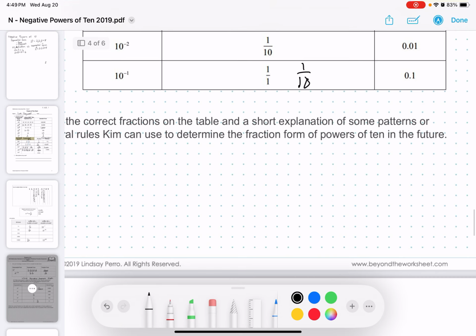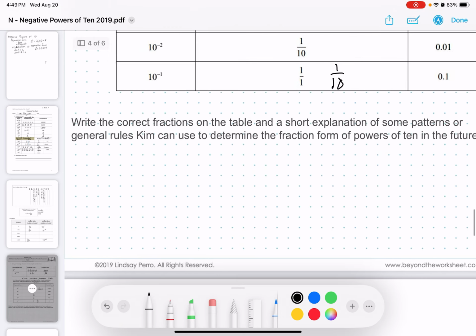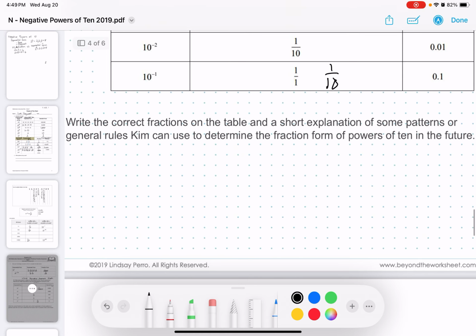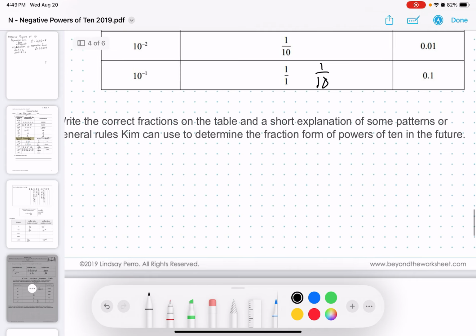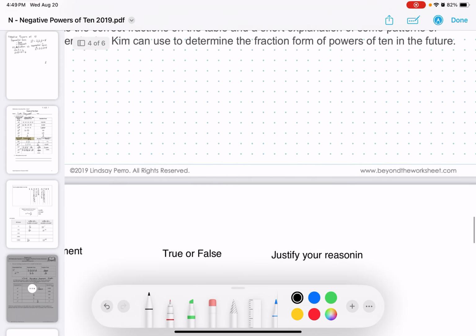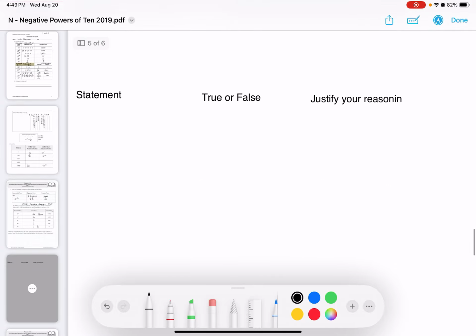And it says make some correct fractions on the table and a short explanation of the pattern or general rules Kim can use to determine the fraction form of powers of 10 in the future. So this is where your loved one is going to explain what he got and why he got it. Another one is statements. It is going to say true or false and justify your reasoning.